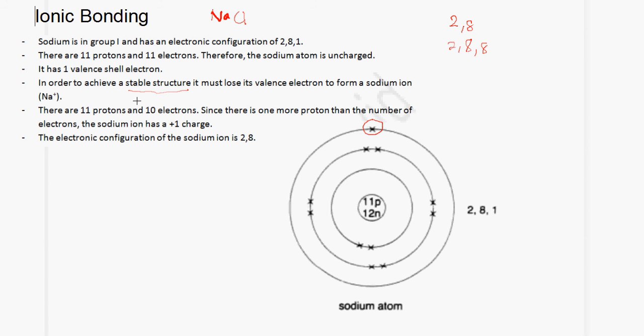So in order for sodium to achieve a stable structure, it must lose its valence shell electron in order to form the sodium ion. So this electron is lost in the process of forming an ionic bond. There are 11 protons and 10 electrons. So if the sodium atom were to lose this one electron, what will happen is that you will now have 11 protons inside the nucleus. See, 11 protons. And we now have 10 electrons around the nucleus. So therefore we have more positive charge than negative charge. So since there's one more proton than the number of electrons, the sodium ion has a +1 charge. The electronic configuration of the sodium ion now becomes 2,8. Therefore, it is now a stable structure.